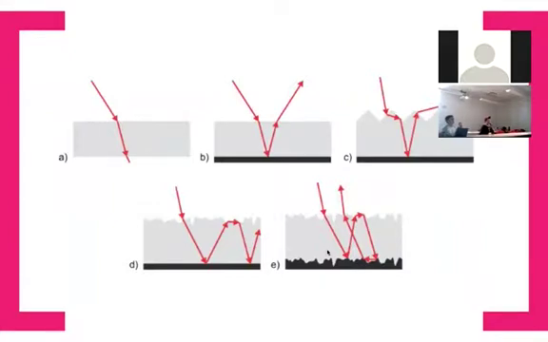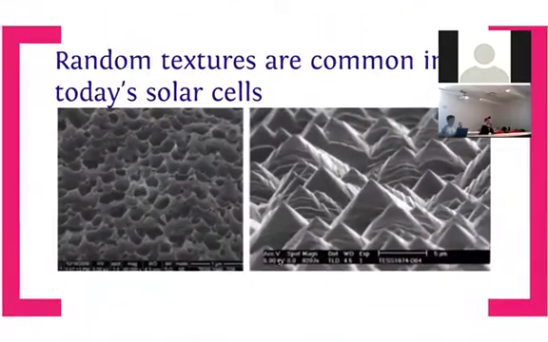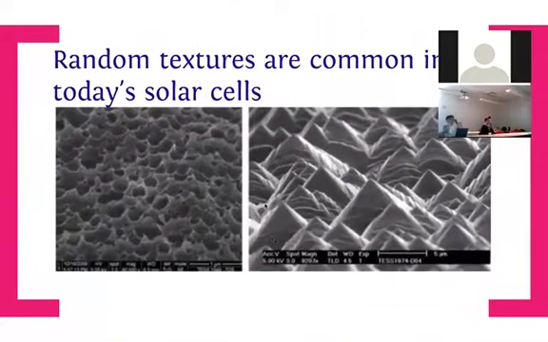Okay. Now the question we are interested in answering is, how do we analyze one of these situations, D or E? Before we do that, these are examples of the textures that are very common in today's solar cells. If you look at some of the high performance cells today under a microscope, they look kind of like that or like that. This is more regular, but still somewhat random. This is much more random.